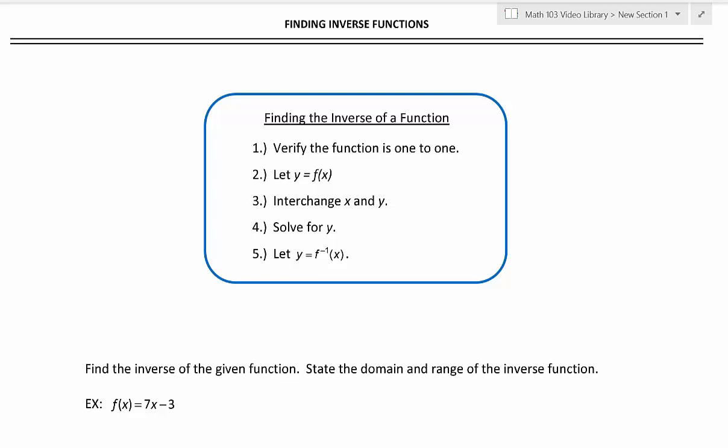Once you've determined that the function is one-to-one, we'll proceed with actually finding the inverse function. We'll start by taking it out of function notation by letting y be equal to f of x. Next, we'll interchange the x and the y, just as we did when we were finding inverse functions of both graphs and ordered pairs. Next, we'll solve for y, and then lastly, we'll put it back into function notation by replacing the y with f inverse of x.